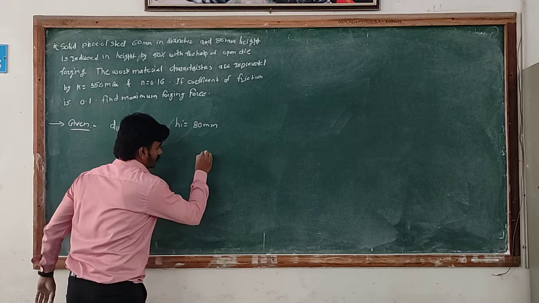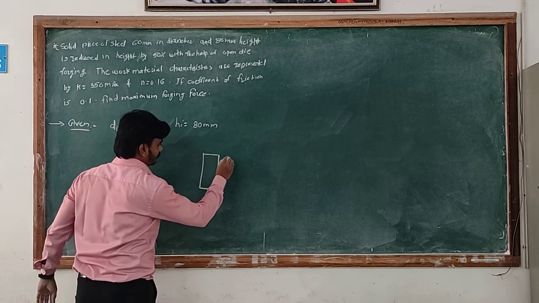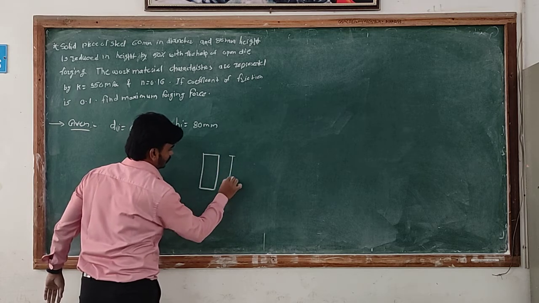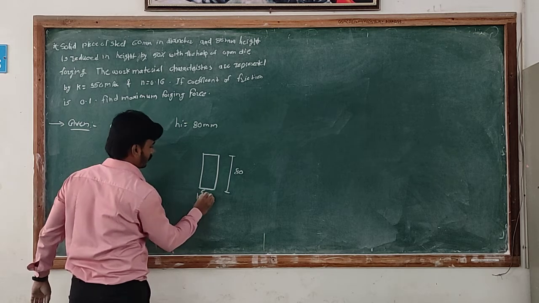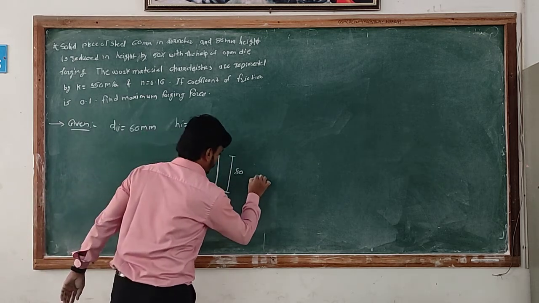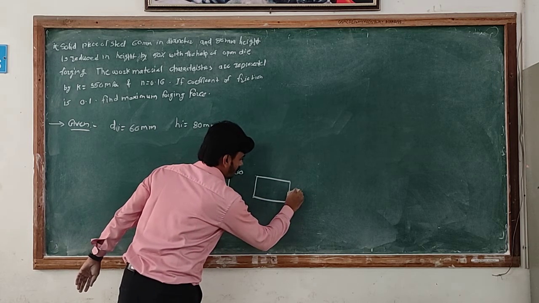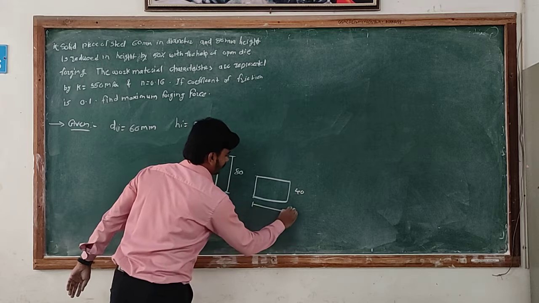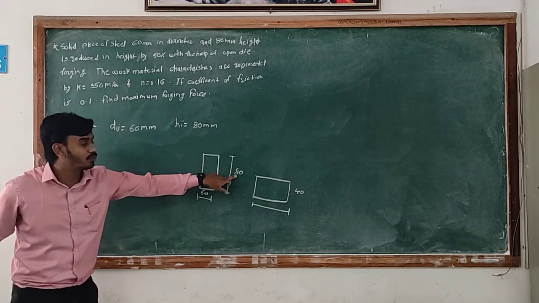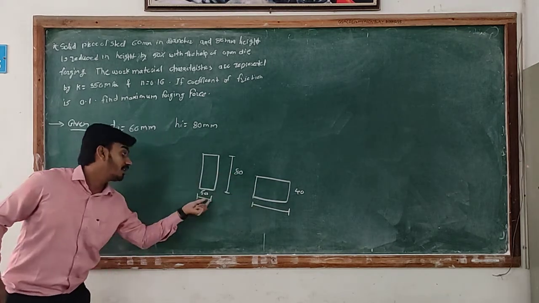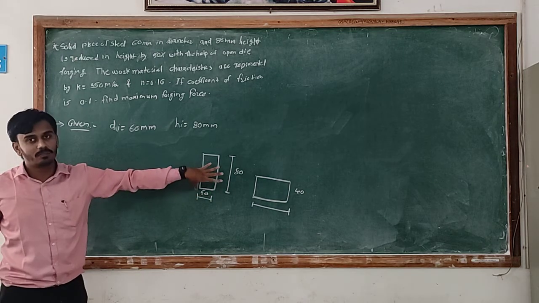Suppose this is my material initially, with an initial height of 80 mm and a diameter of 60 mm. Now this is reduced by 50%, so the height becomes 40 and the diameter changes. Suppose the height is reduced from 80 to 40, then the diameter will not simply increase from 60 to 120. No. Why is this not possible?